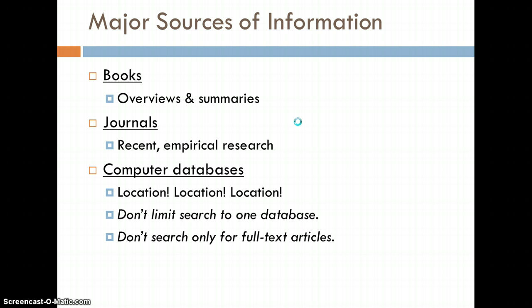Journals are another excellent source. Journals tend to provide more recent information than books because they are published on an updated cycle, and they provide full-length empirical research articles for you to hopefully carefully examine. I think that most of what we do is we rely on journal articles, especially if they're peer-reviewed. That is going to be key.